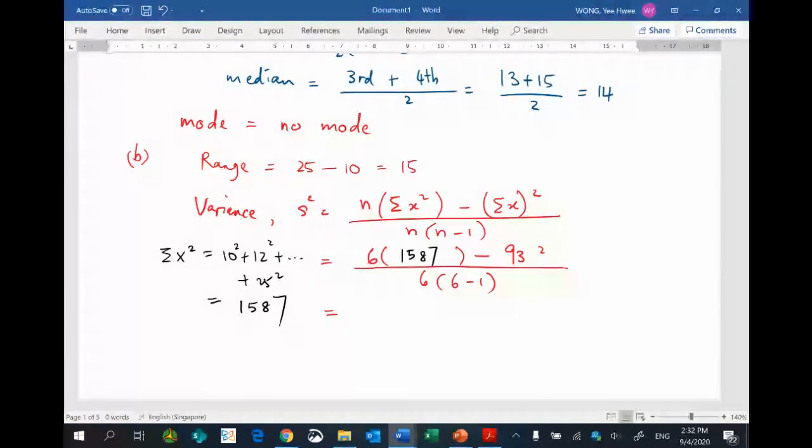Okay, the next thing is just press your calculator. You get 29.1. That is the variance. Then how to find standard deviation? Which is S. Standard deviation is just a square root of the variance, and you get 5.4.